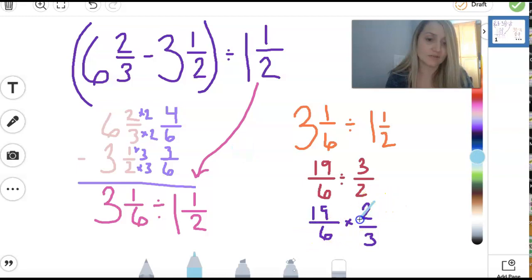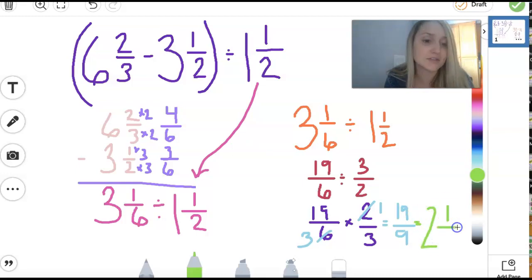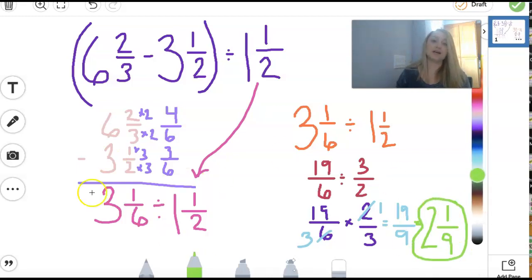6 and 2 have 2 in common, so 2 divided by 2 is 1. 6 divided by 2 is 3. So we have 19 over 9. 9 goes into 19 twice, which would be 18. 1 left over, denominator stays the same. So a little more work on that one, but totally fine.